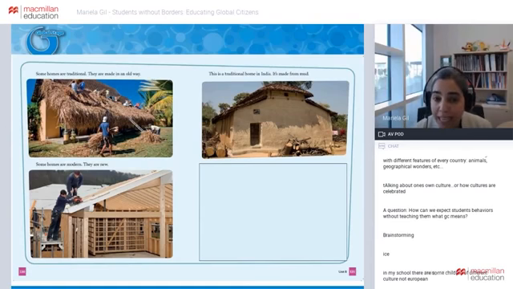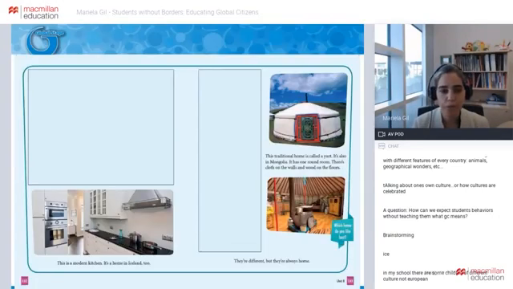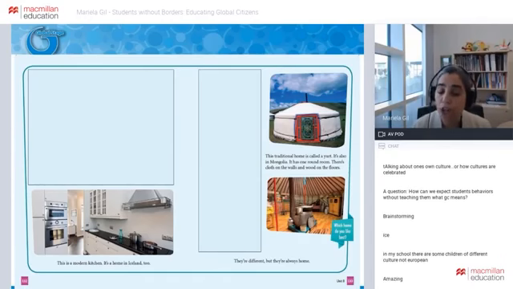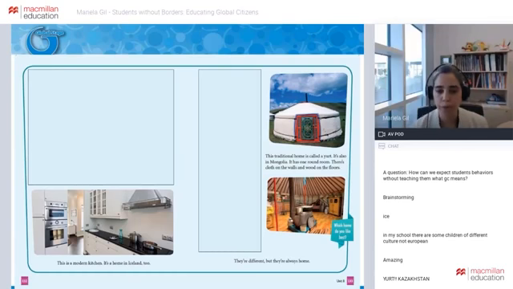This is a traditional home in India. It's made from mud. I've blocked one of the images. I'll show them later. This is a modern kitchen. It's a home in Iceland, too. Then on the right, this is a traditional home called a yurt. It's in Mongolia. It has one round room. There's cloth on the walls and wood on the floors. They're different, but they're always home. Which home do you like best?